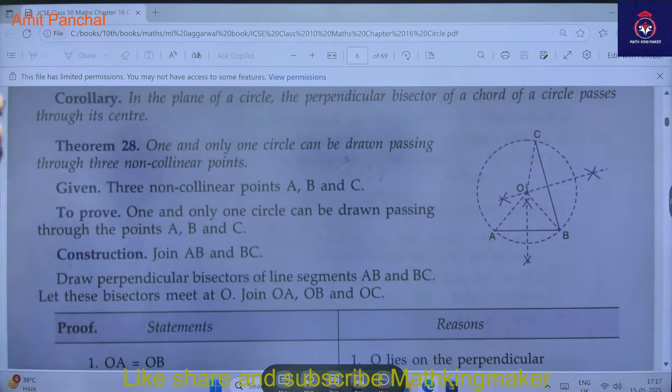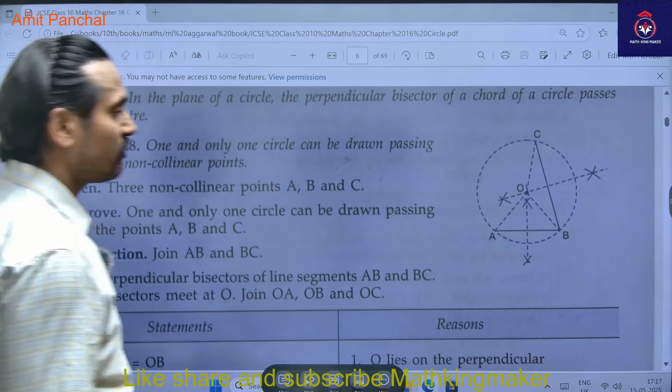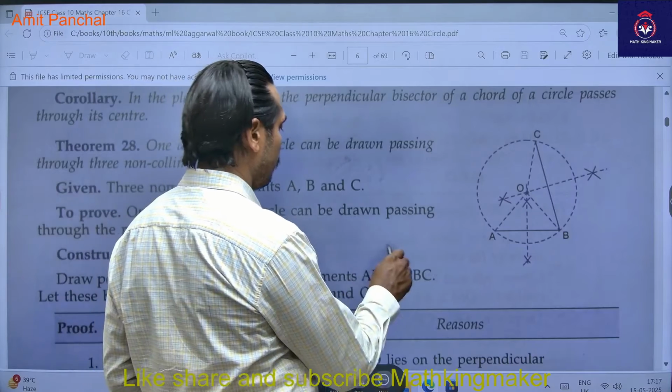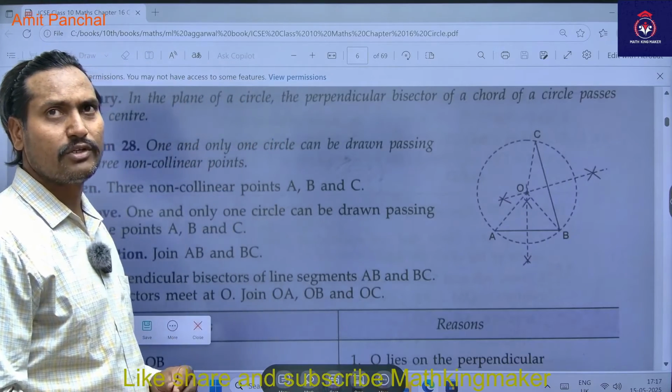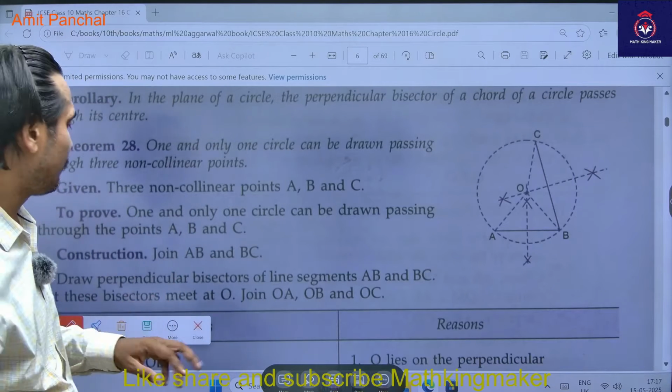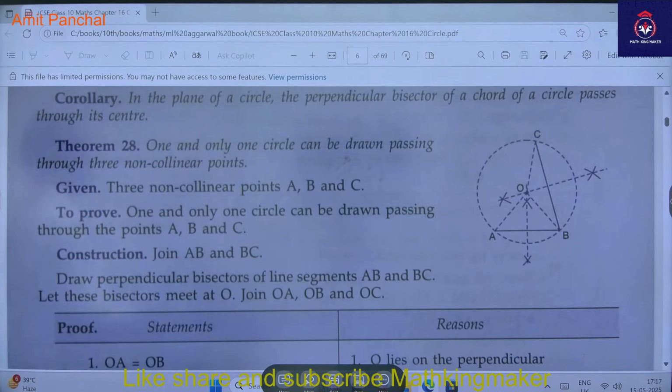Now one and only one circle can be drawn passing through three non-collinear points. If you have three non-collinear points like here, only one circle can be drawn. It is just a statement, just remember it.